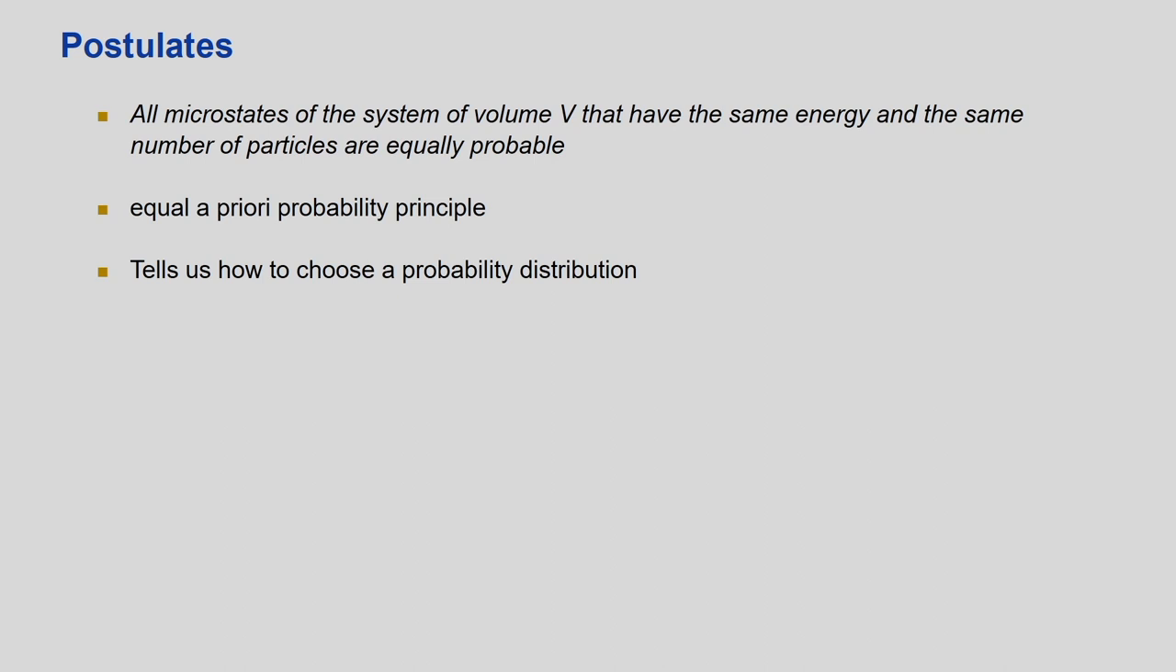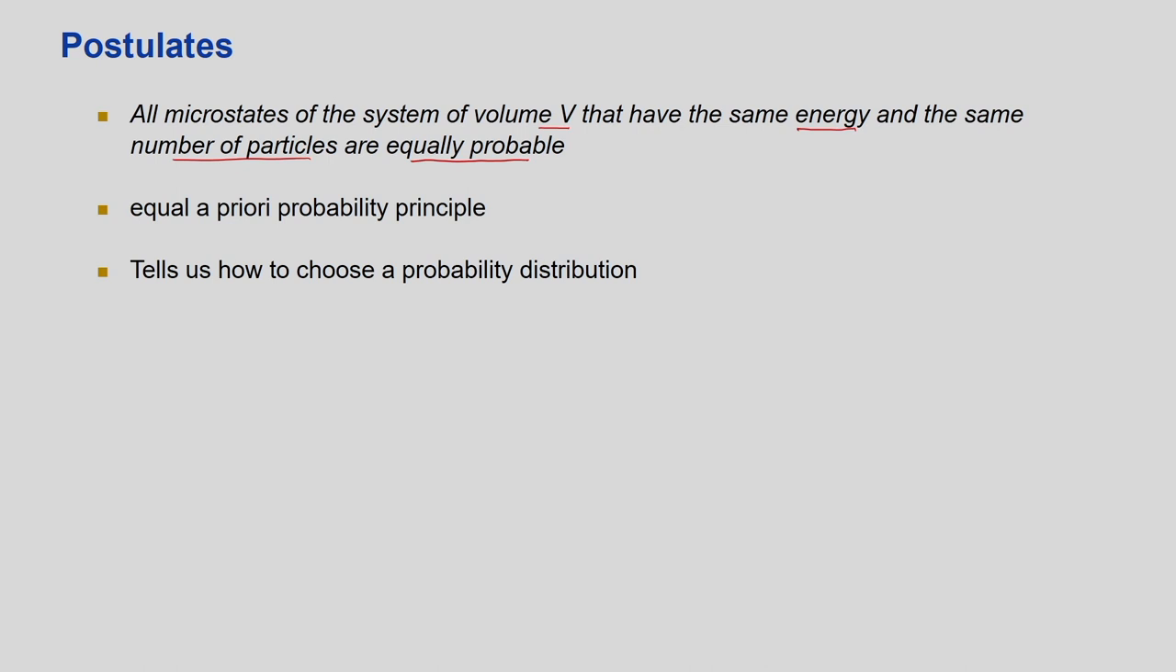The first postulate states that all microstates of the system of volume V that have the same energy and the same number of particles are equally probable. We are talking about this in terms of the canonical partition function. It means the states of the system have a number of particles, total volume and total energy that are constant. So, I can have a number of states with the values of N, V, E.